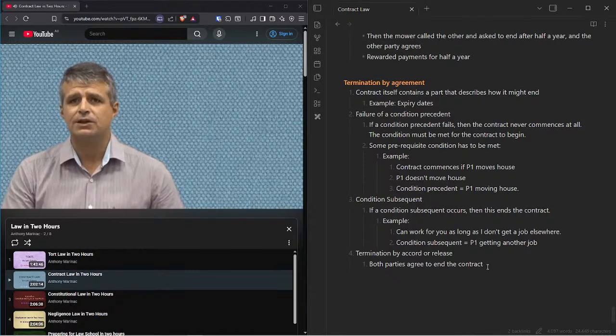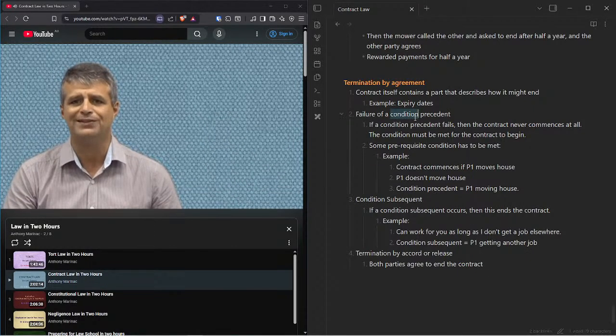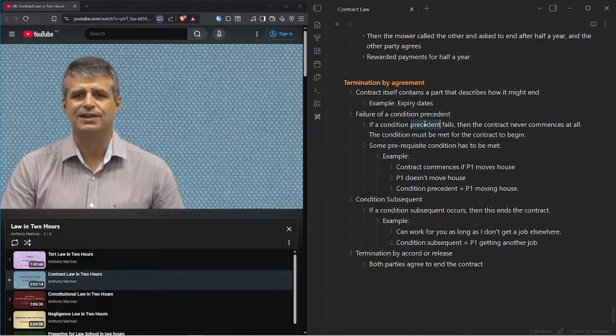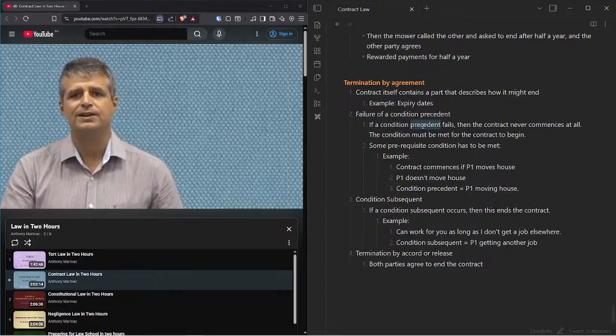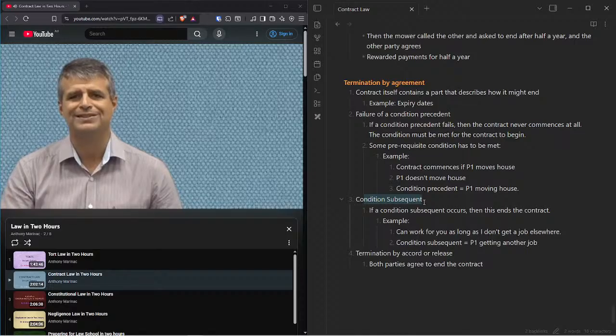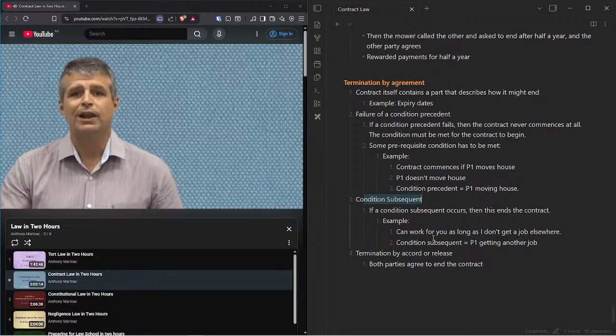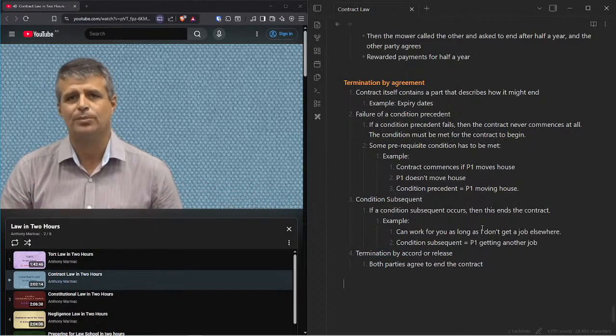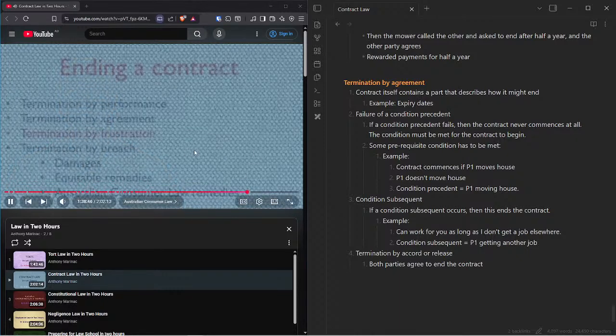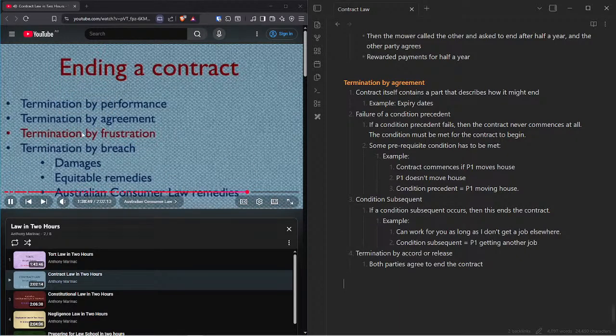Now, it's easy to get confused between conditions precedent and conditions subsequent because they work in opposite ways. A condition precedent is something that must happen if we want the contract to continue. A condition subsequent is something that must not happen if we want the contract to continue. Finally, of course, parties can simply agree to end their contract. This is called termination by accord or release, and it's a type of termination by agreement. So now we know two ways for contracts to be terminated, termination by performance and by agreement.